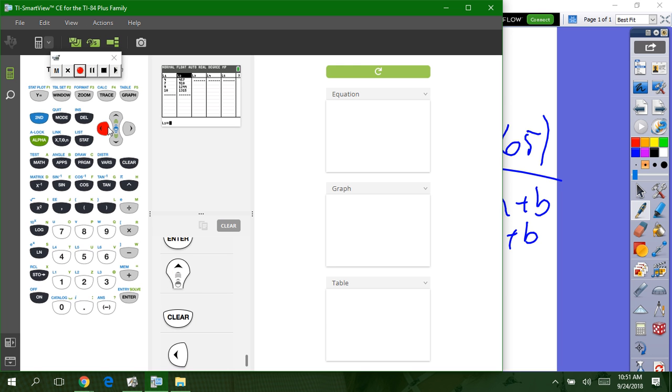So then if I hit, sorry, I have to do that. And then I hit over here, clear, enter. Notice it just does it. Don't hit delete because it'll delete your row.